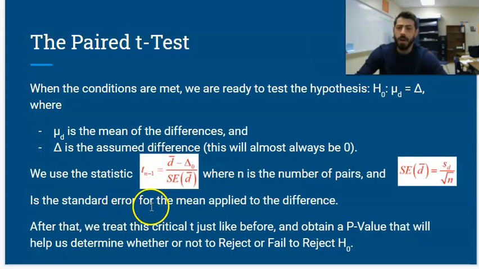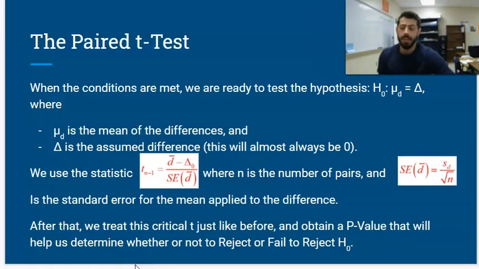It's just instead of x bar or y bar, you have d bar, which serves as the sample difference in means, or the mean of the differences, rather. Then you have delta, which serves as the population parameter for the differences, which again will almost always be 0, and then the standard error for those differences, which is just the same as standard error from before, but you have your own sample standard deviation used for the differences. After that, you just treat the same t like you would any other t, and you obtain a p-value that will help determine whether or not to reject or fail to reject the null hypothesis. So nothing really different there.